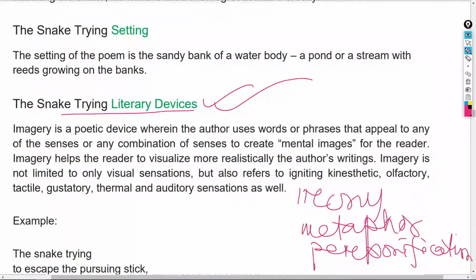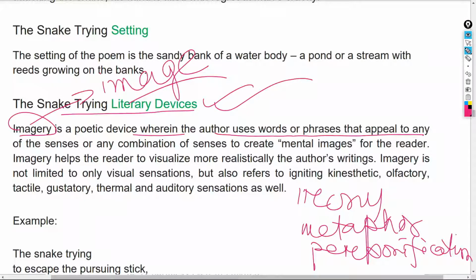तो अभी हम देखते हैं imagery is a poetic device. Imagery means it is the plural of image. If the word can portray the image, that is called imagery. Imagery is a poetic device wherein the author uses words or phrases that appeal to any one of the senses, any combination of the senses, to create a mental image. Imagery तो होता है mental image, that is created by the words or phrases that appeal to our senses.